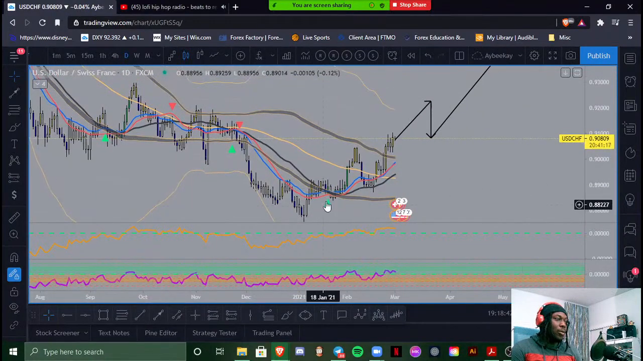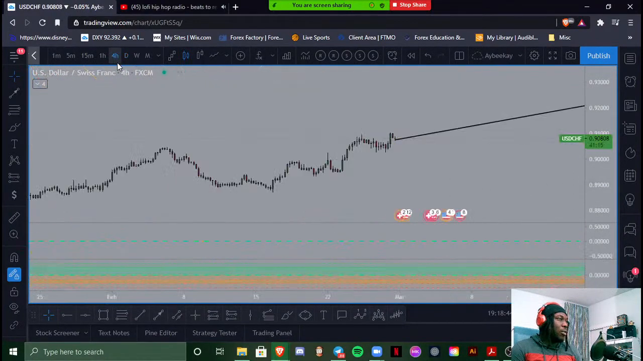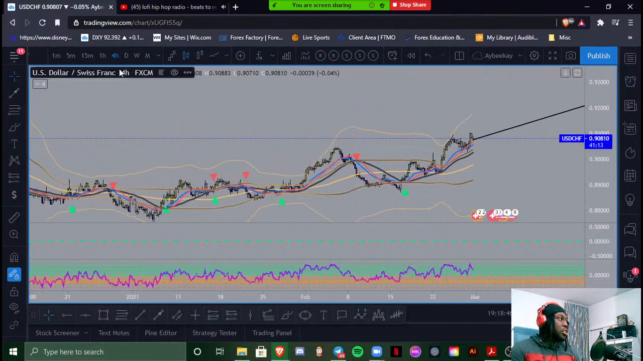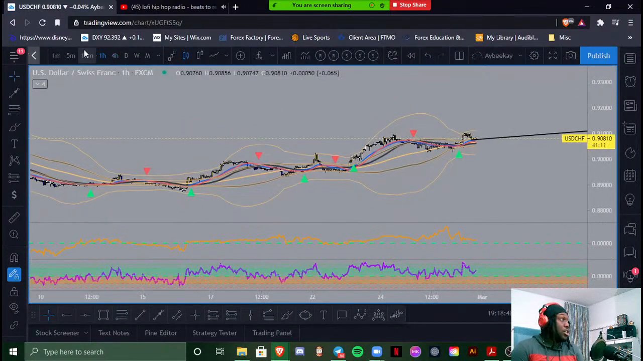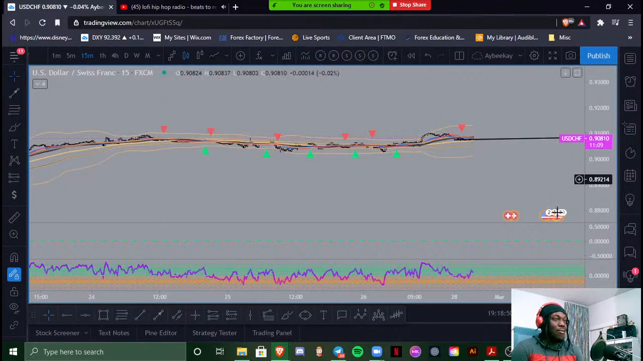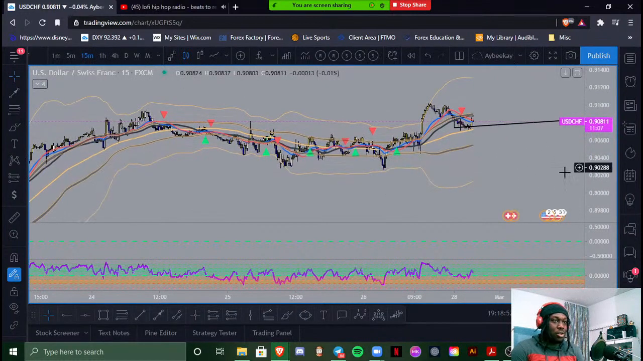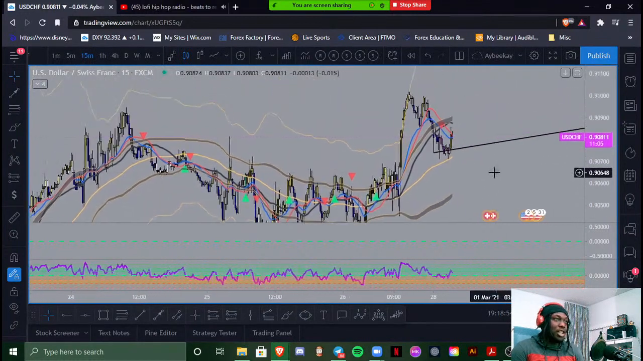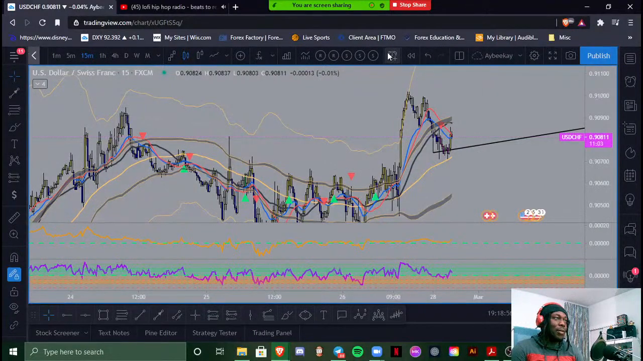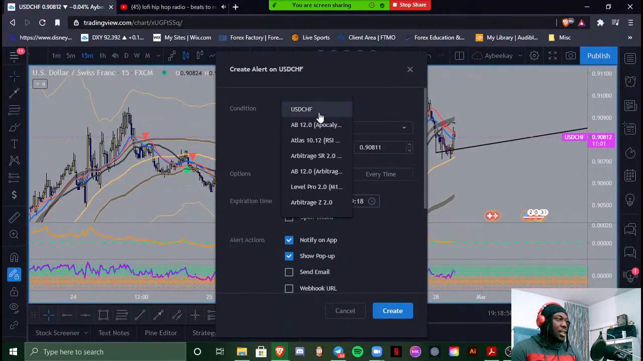Daily time frame called for a buy. 4-hour time frame, I'm pretty sure it's still bullish. So this could very well keep going to the upside. It has a lot of capabilities to do that. The 15-minute time frame is calling for a sell. I like that. You can use the 15-minute. I'll set the alert as a possible exit for tonight.